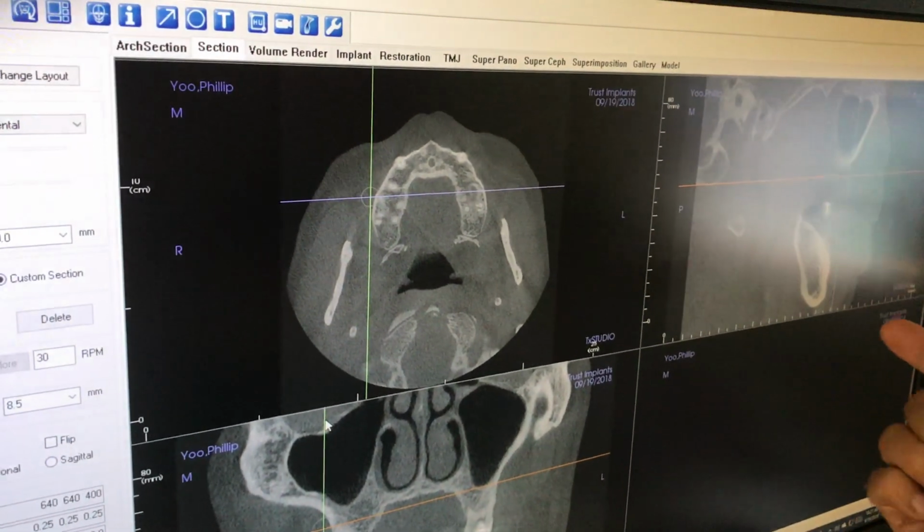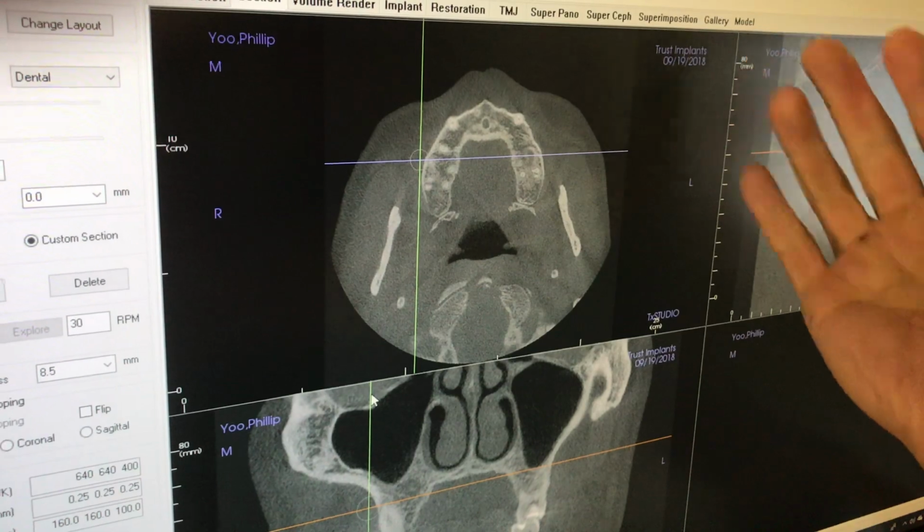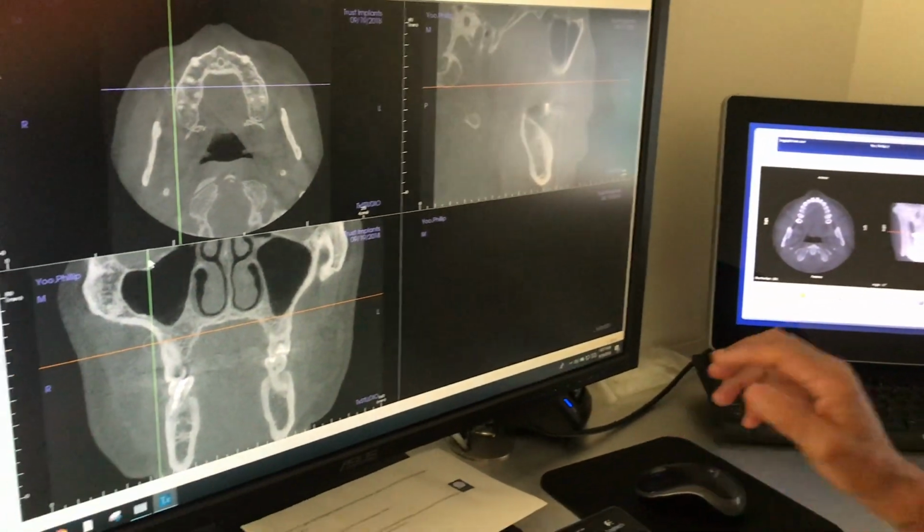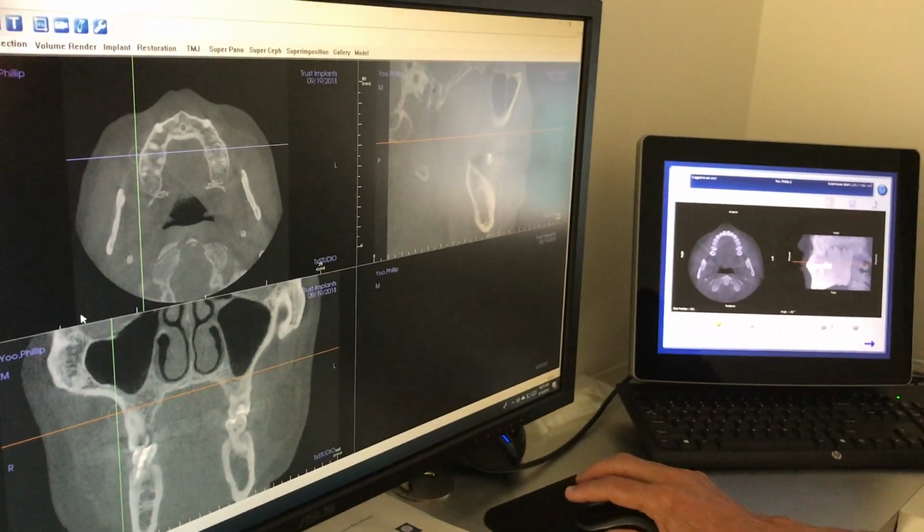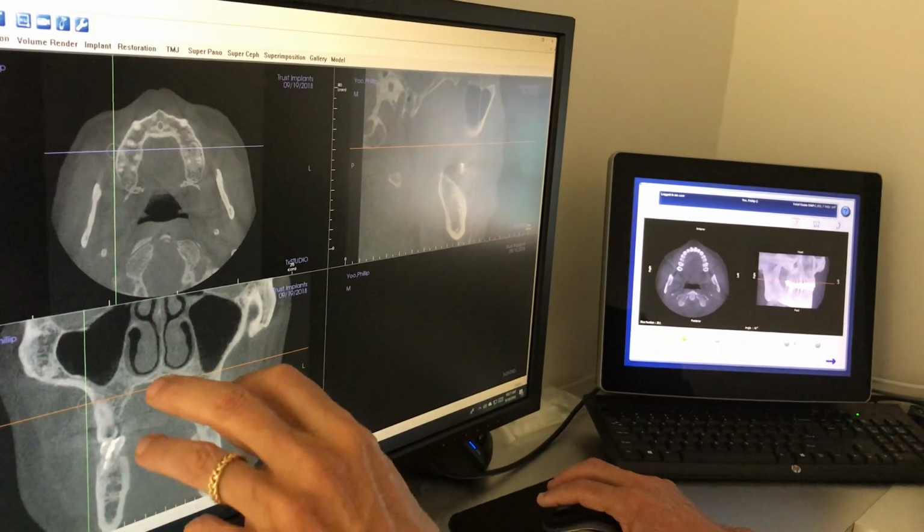If you injected fluid, would you see the fluid? No. You'd see a space, but it would be hard to differentiate. Okay, so that's the sinuses.